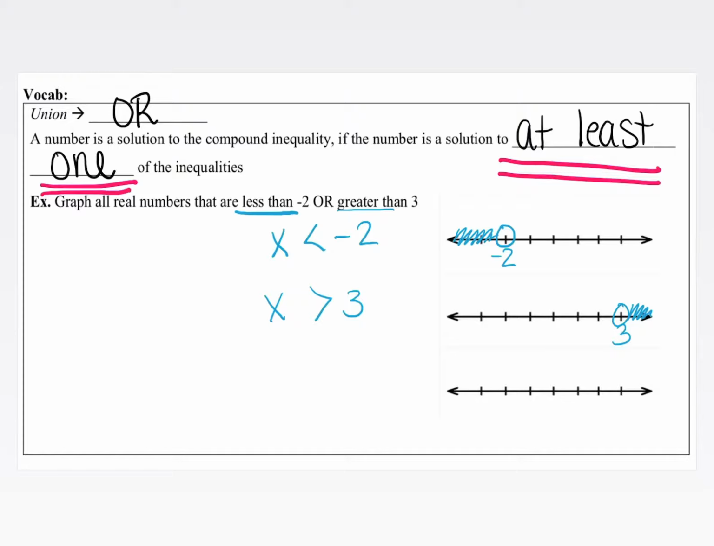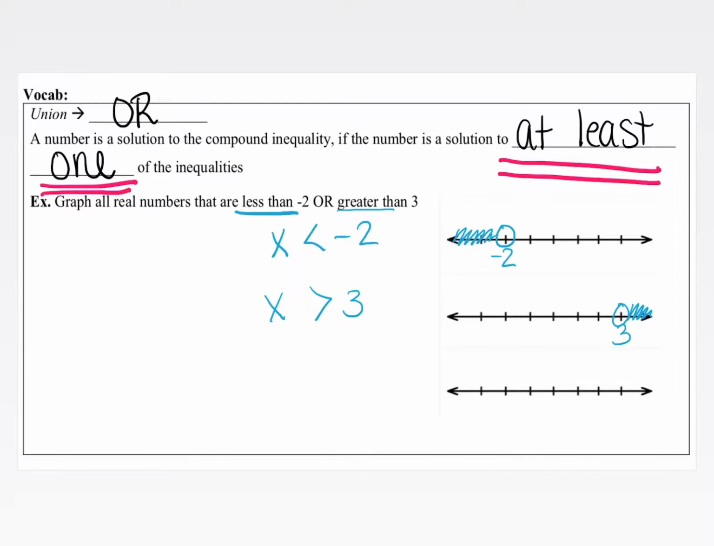Now, if we think back to what our problem is asking, it says graph all the real numbers that are either less than -2 or greater than 3. That's a key word that I like to toss in for inequalities when we're dealing with either or both and. So for and, it needs to satisfy both inequalities, whereas for or, it needs to satisfy either one of them, at least one of them.